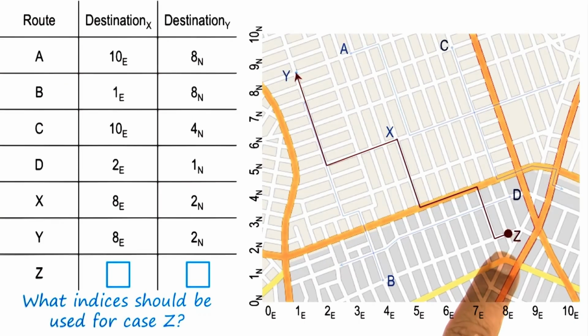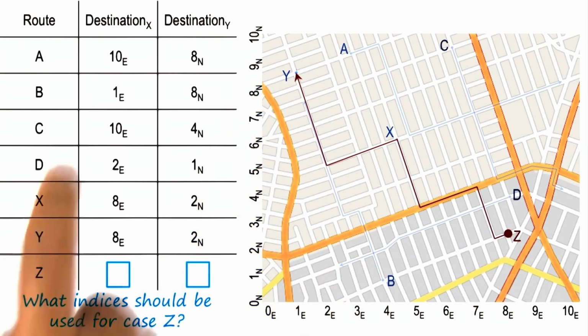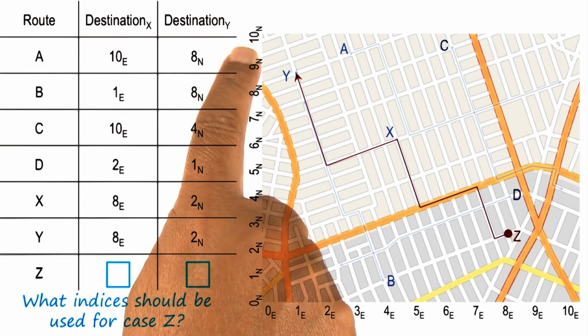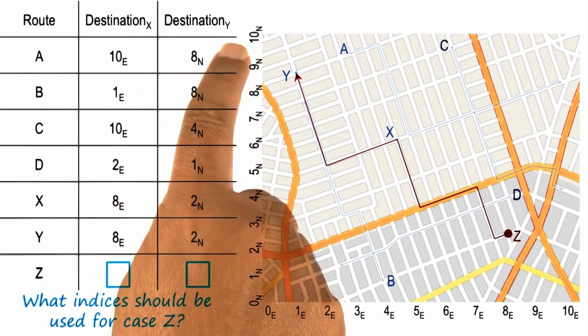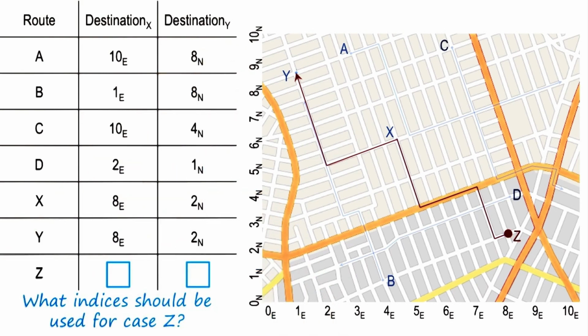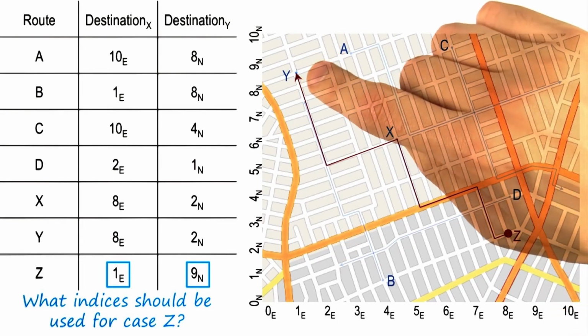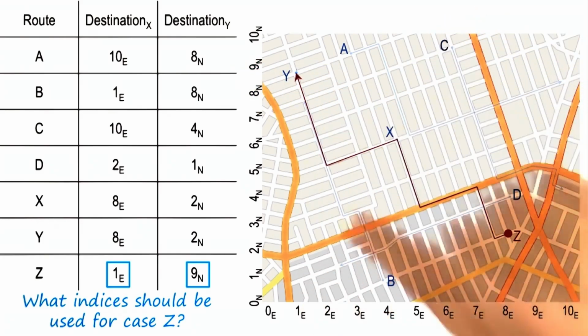Let us consider a different case. Supposing we have a case z of going back from the restaurant to the home. Let's also suppose that we have changed our indexical scheme. Now we are indexing things by the x, y coordinates of the destination, not the origin. What will be the indices for the case z? David, what's your answer? So if we look at the destination for z, it's the same as the origin for y. So again, it's 1e and 9n.